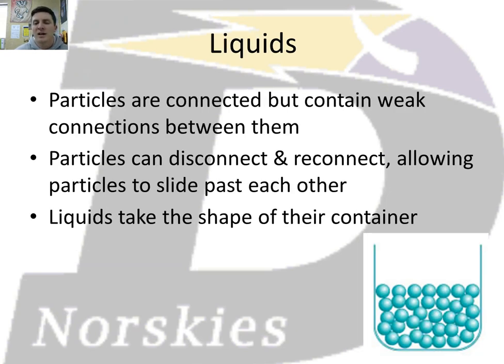Liquids are connected but contain weak connections between them. So, to understand liquids, they're very close together, but not as close as solids. And their particles can disconnect and reconnect, allowing the particles to slide past one another. So there's more movement of the particles in liquids. And then another unique thing about liquids is that they will take the shape of their container. So understand that liquids don't have a definite shape, and their volume is due to the shape of the container.